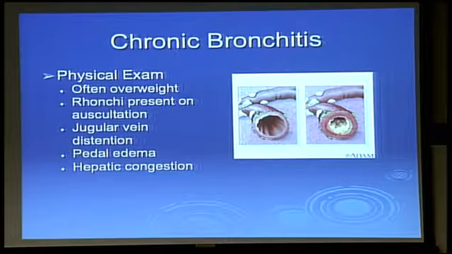Patients with pure chronic bronchitis are more likely to be overweight. They can have rhonchi, jugular venous distension, and pedal edema. So these patients can be difficult to differentiate from patients with CHF. The end-tidal CO2 can be an important clue, but also that prolonged expiratory phase can be a really important clue.